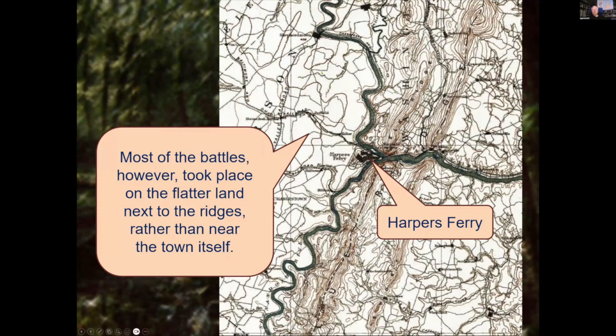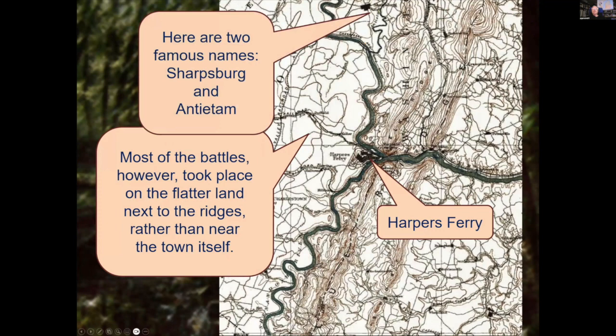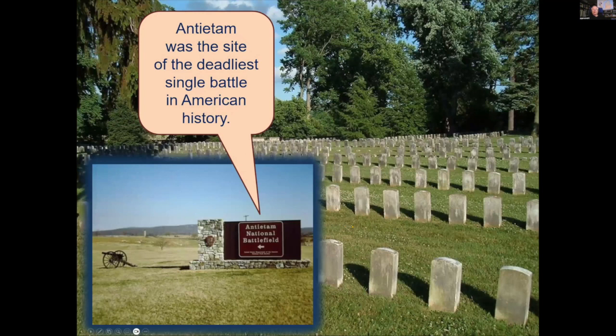They took place on the flatter land up here. For example, that town is called Sharpsburg, and that creek is called Antietam, because Antietam and Sharpsburg were not battles just out somewhere. They were battles for control of Harpers Ferry. Well, let me back up. We know Antietam was one of the deadliest single battles in the history of the United States.